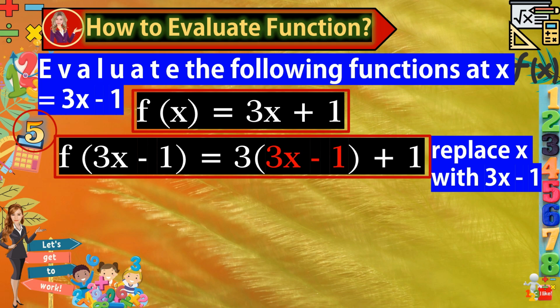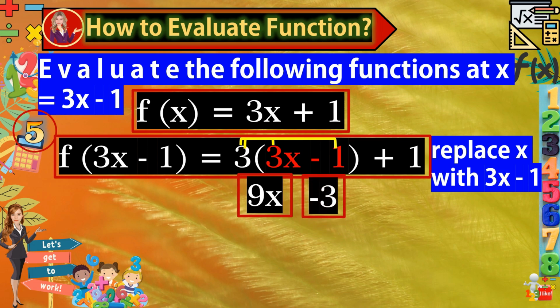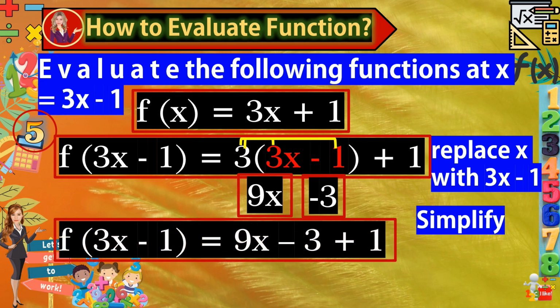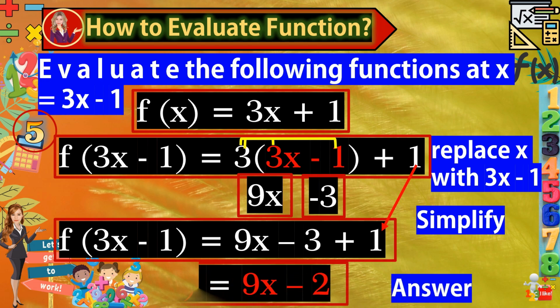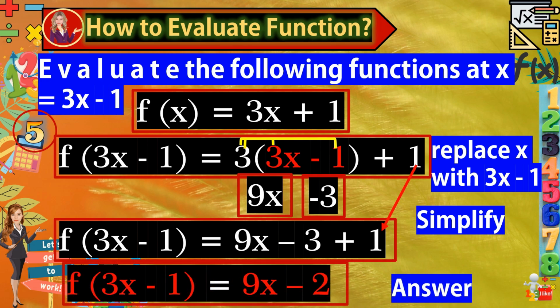Using the distributive property, let us distribute 3 to 3x minus 1. 3 times 3x equals 9x. Then, 3 times negative 1 equals negative 3. Simplify now, we have f of 3x minus 1 is equal to 9x minus 3 plus 1 from the original given. The answer now is 9x minus 2. Thus, f of 3x minus 1 is equal to 9x minus 2.